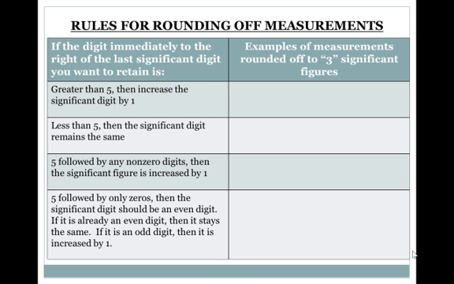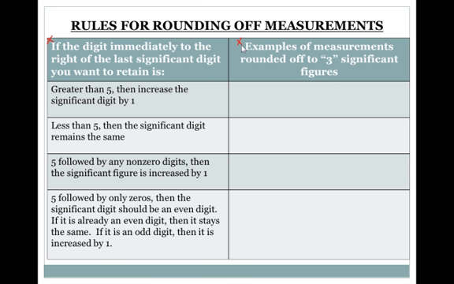Now let's take a look at the headings. I want you to remember that other sources may use a different method of rounding, but for our purposes, we're going to follow these rules. In the left-hand column, it says, if the digit immediately to the right of the last significant digit you want to retain is, and the heading for the column on the right says, examples of measurements rounded off to 3 significant figures.